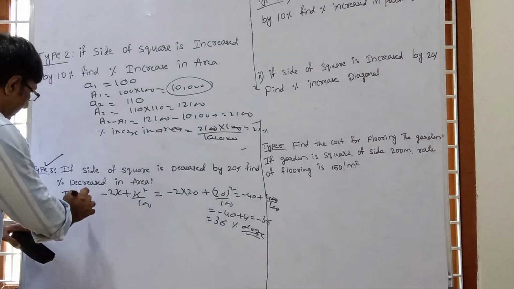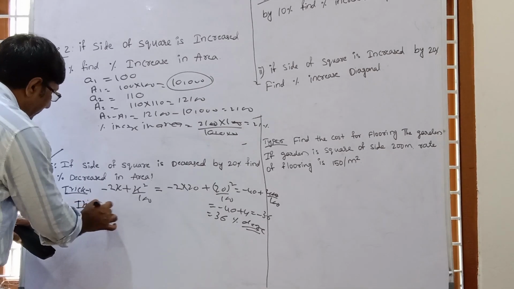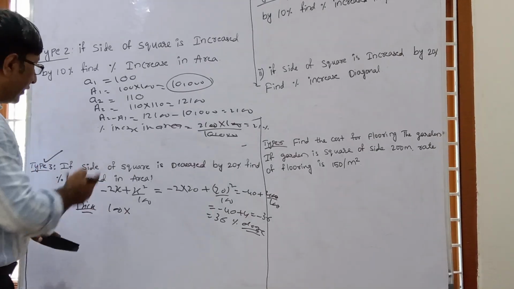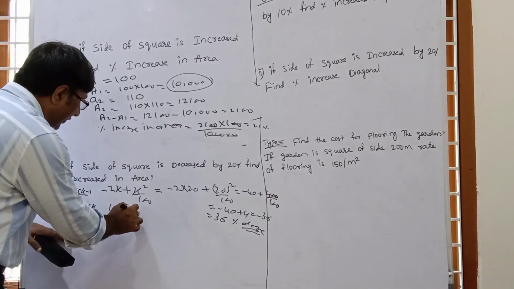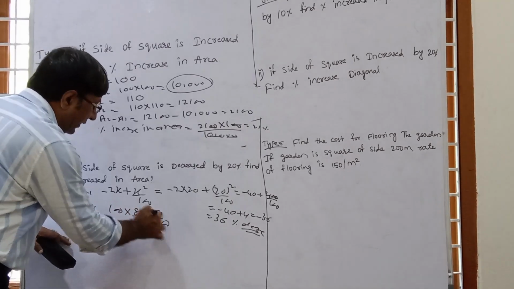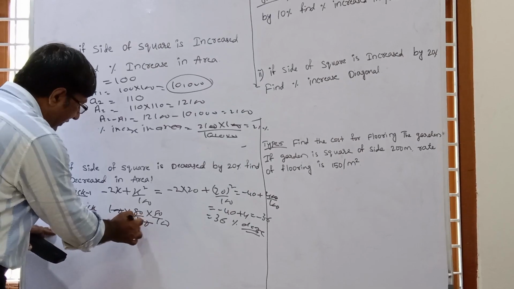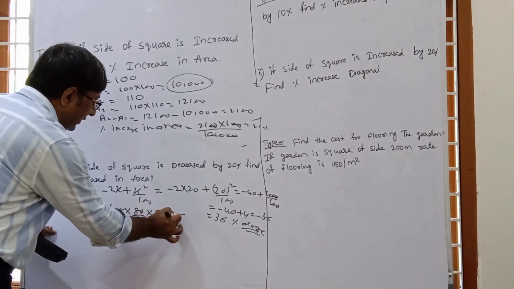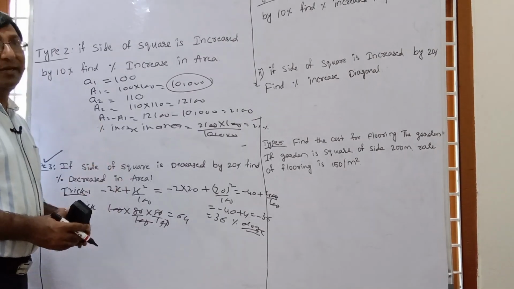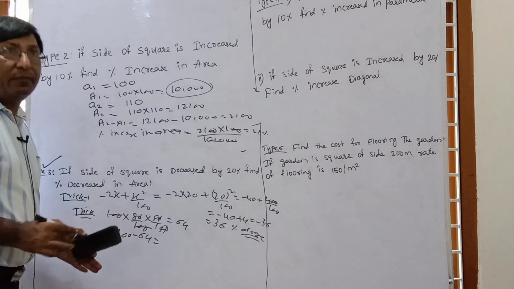You can use trick number 2 also. For this question you can use this trick too: suppose 100. Here decrease means 100 minus. So 20% decrease, 100 minus 20, that is 80. So this is 80 by 100 into 80 by 100. Now the zeros cancel, and you get 64. Now it is less than 100. If the answer is less than 100, it is a decrease in area. So 100 minus 64.